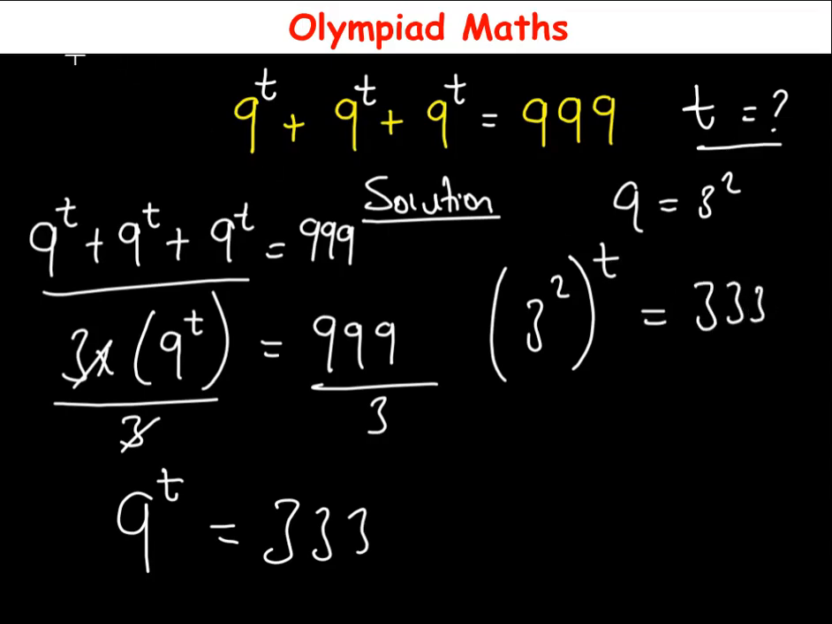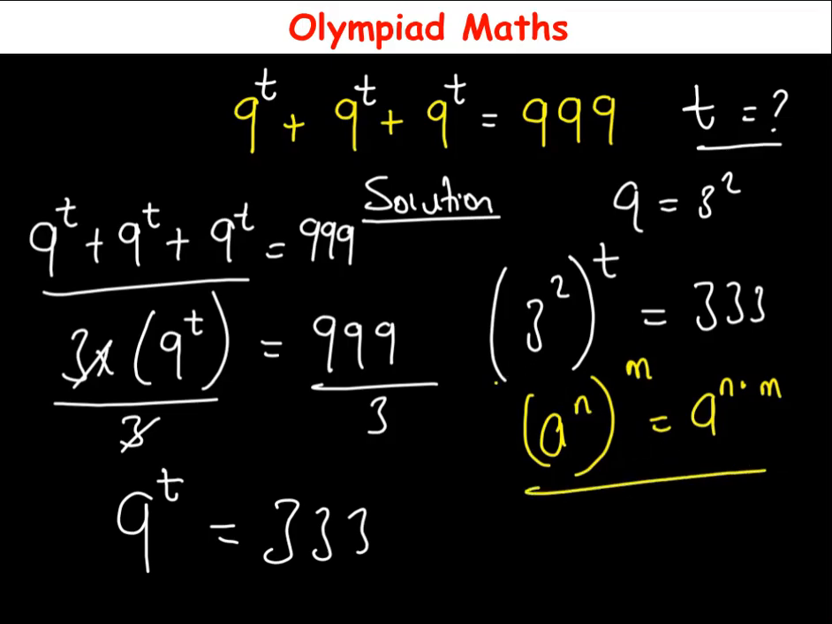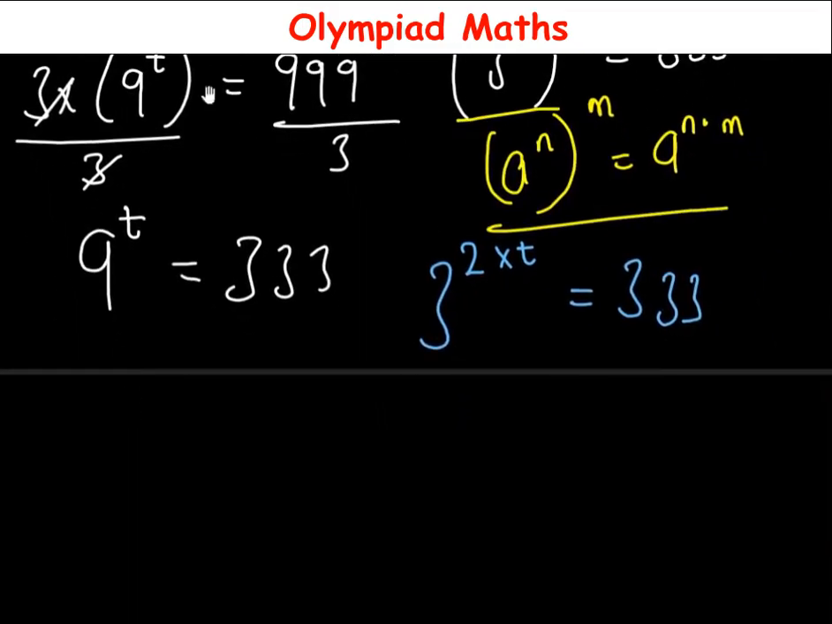So in brackets, 3 squared to the power of t is equal to 333. At this junction, there is a rule that if you have a raised to the power n, to the power of m, this equals a raised to the power n times m. So applying this, what we then have is 3 raised to the power 2 times t is equal to 333. So 3 raised to the power 2t is equal to 333.